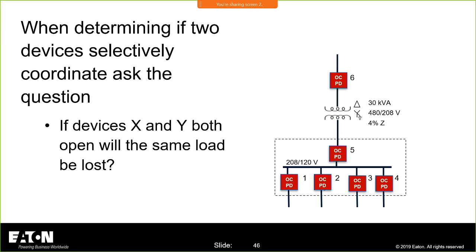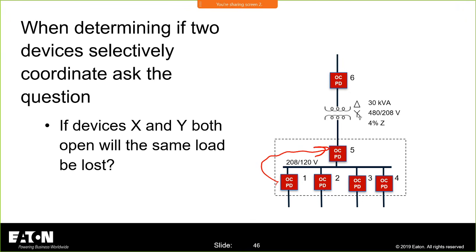Whenever you want to determine what devices you need to selectively coordinate, always ask yourself this question. If I open both of these devices, do I lose the same load or do I lose a different load? Now let's do this with device number 1. If device number 1 opens and device number 5 opens, what do I lose? I also lose 4, 3, and 2 because I take out more of the system. So I don't want that to occur. So OCPD 1 and OCPD 5 have to selectively coordinate with each other.